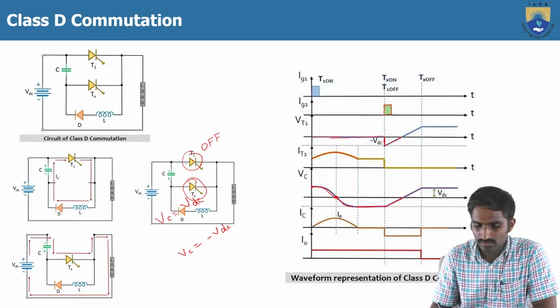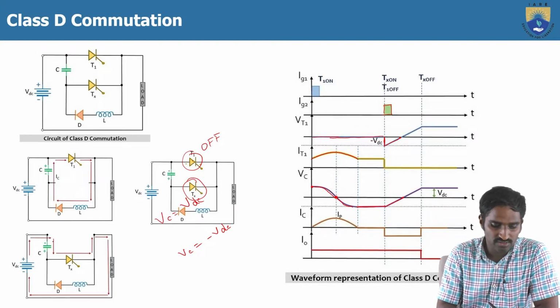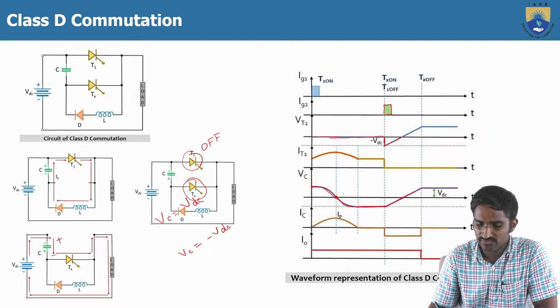Then once the capacitor is fully discharged, the capacitor terminals will change. Then the capacitor will charge again with the polarities of the upper plate positive and the lower plate negative. This is our reference voltage. Then it will charge up to plus VDC. After plus VDC, it will again be constant.